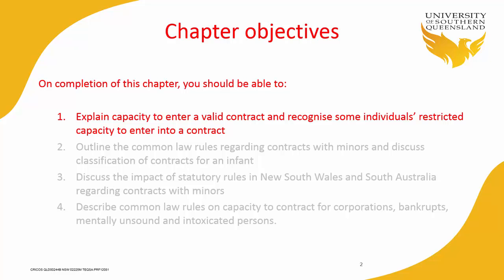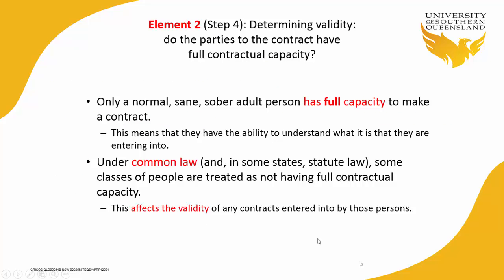So for step 4, as it again says on page 280, only a normal, sane, sober, adult person has full capacity to make a contract. So if you're not normal, so you have psychological or psychiatric problems, or you are crazy, not sane, or you are intoxicated, not sober, or you are a minor, a child, or someone who's below the age of 18, then you don't have that full capacity. All right.